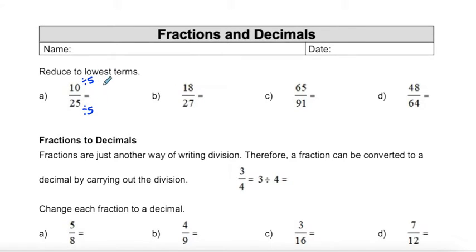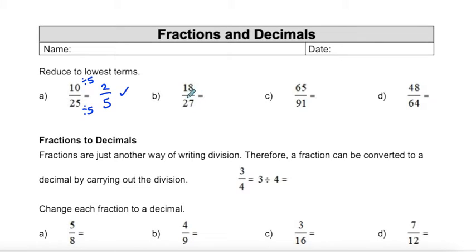10 divided by 5 is 2. 25 divided by 5 is 5. And there is nothing left to divide evenly into 2 and 5, so this answer is complete. Looking at the next question, 18 over 27. They are not multiples of 5. They are both not even numbers, so then we have to look for some other numbers that might divide evenly into the numerator and the denominator.